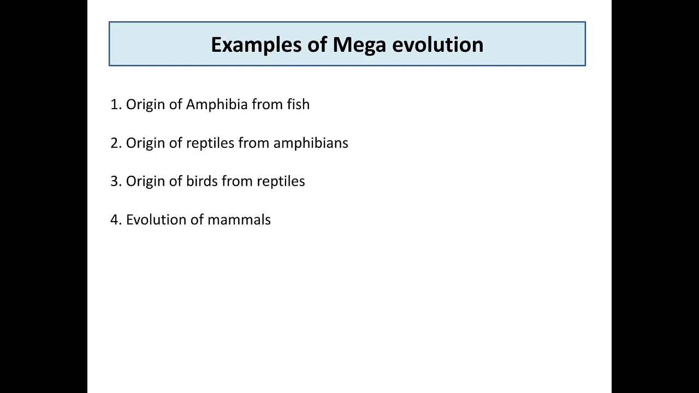At last I have mentioned here a few examples of megaevolution. First, origin of amphibians from fish. Second, origin of reptiles from amphibians. Third, origin of birds from reptiles. And at last, evolution of mammals. So this is all about micro, macro and mega evolution, which occur at different levels.